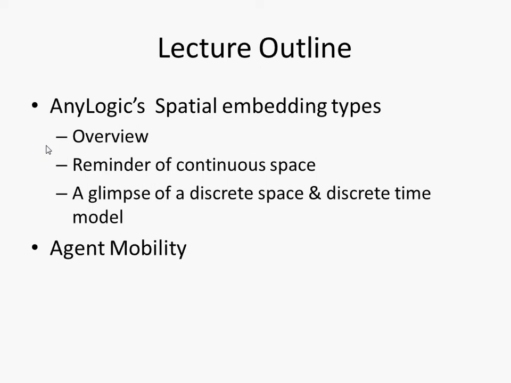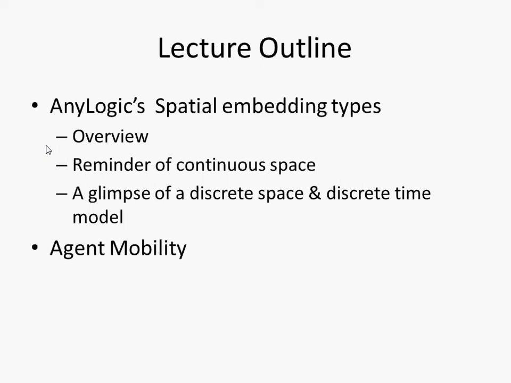So we're going to take a look at this with a model. We'll go into that model in quite some detail because it's a good illustration of both these concepts. So we're going to cover this first. This is all about spatial embedding. It doesn't yet have anything to do with movement of agents or situating agents, but they're not necessarily moving. Next, we're going to go on to the issue of agent mobility. How do we move these agents around the space?